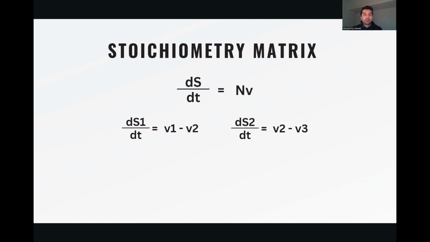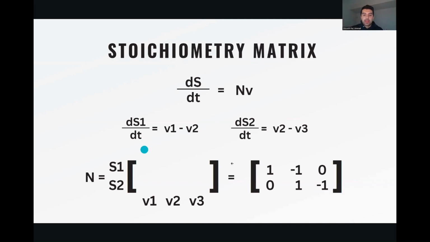So here I've written down the previous differential equations that we defined, and now we can see that N represents each row as one of the species and each column as one of the different rates of reaction. So if we were to apply that to this equation, we can see that the first row, S1, will have 1 times V1 minus 1 times V2 and 0 because V3 doesn't factor into that equation. And the second row, S2, is 0 times V1 plus 1 times V2 minus 1 times V3.